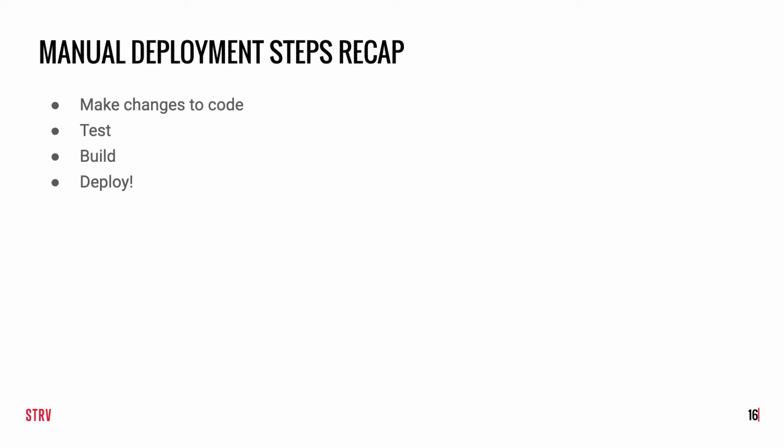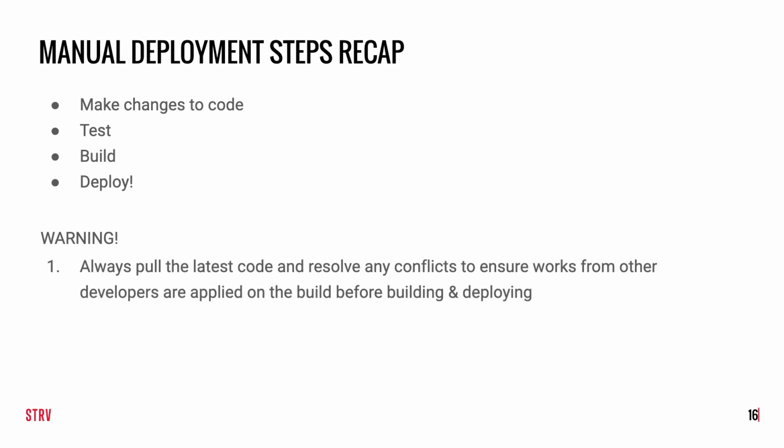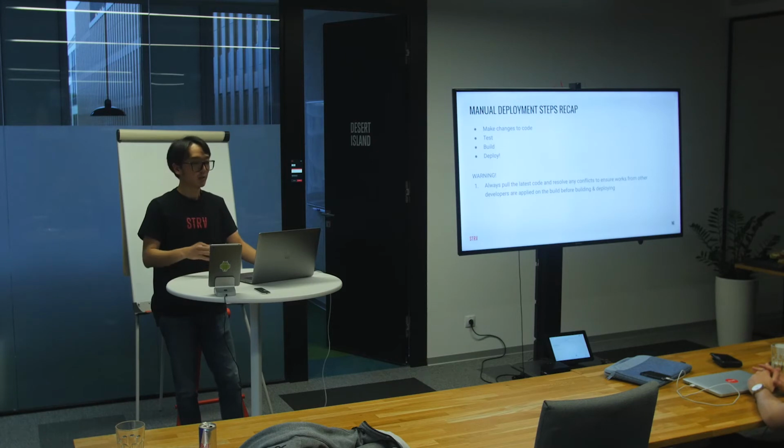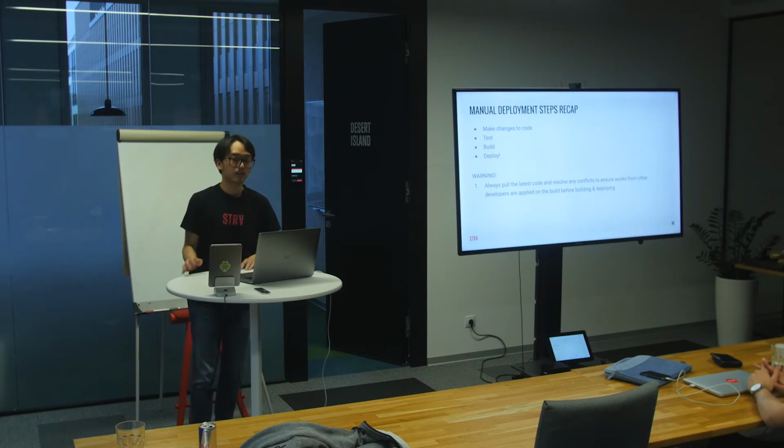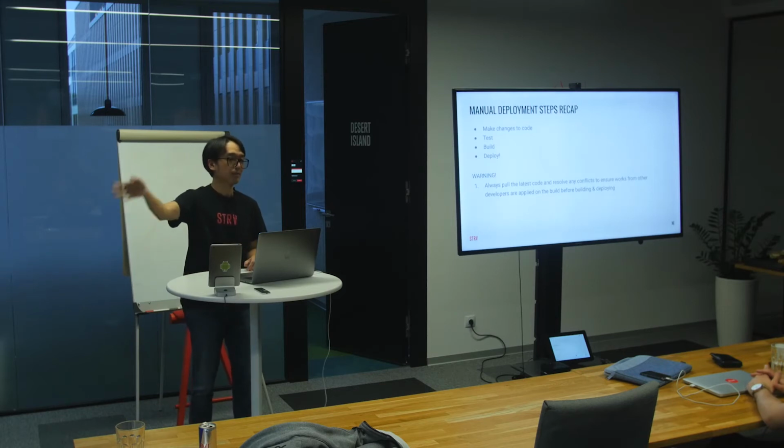Very easy deployment, but there's a warning behind this. Let's say you're working on one code repository with just one of your friends. You two are working together, and I'm doing feature A. My friend is doing feature B. The first warning would be to always pull the latest code and resolve any conflicts on the repository, and ensure that the work from your colleagues is actually on my computer before I build and deploy it.